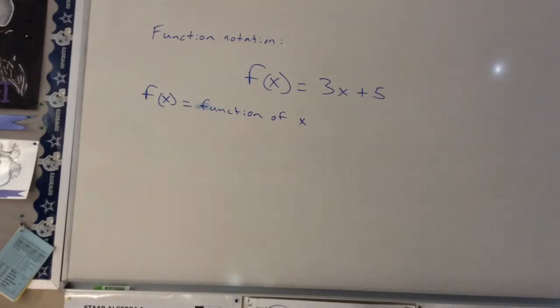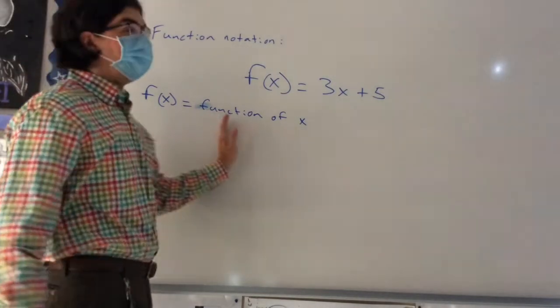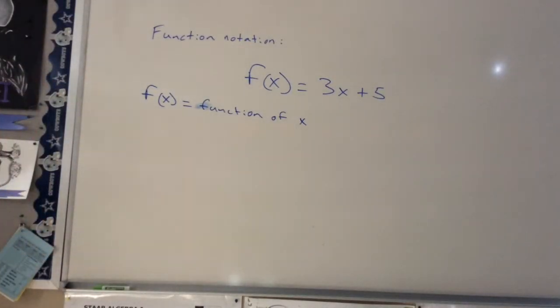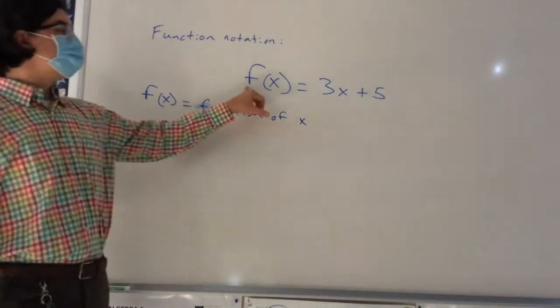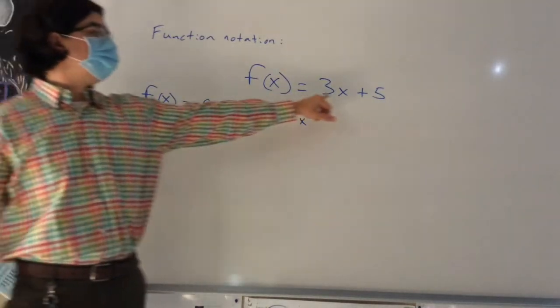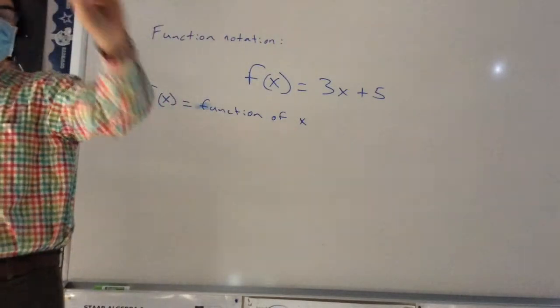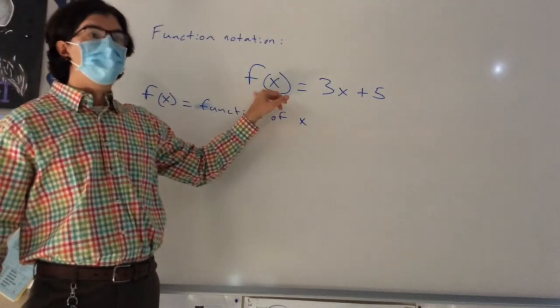Okay. The function of x, or f of x, in a simplified version, function of x. So let me explain what that means. When you see this f right here, that means that this next side over here is a function, meaning that there's only one value for x for every one value of y.